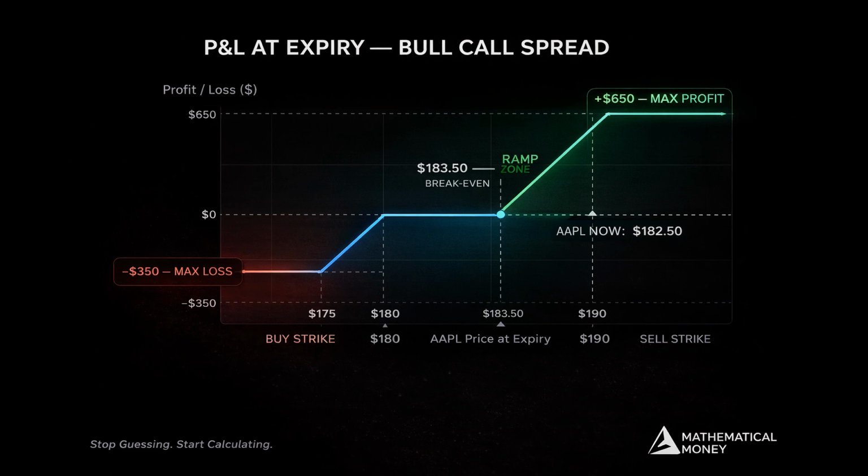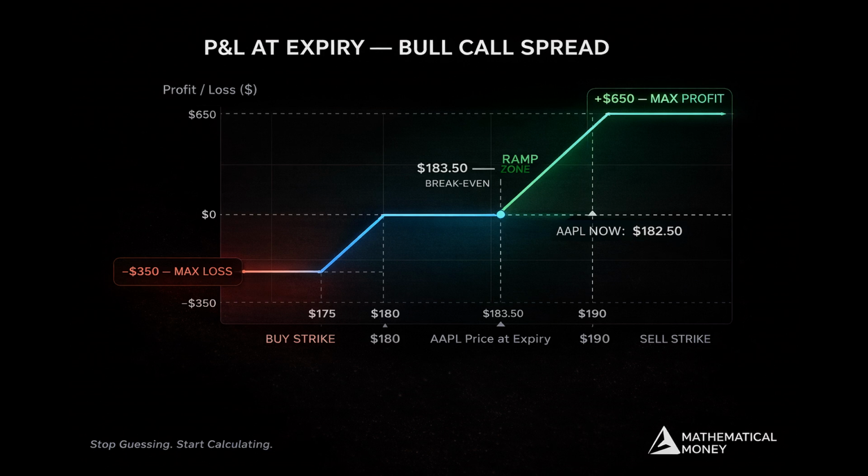Above 180, the spread begins gaining value linearly. Every dollar Apple rises adds $1 per share of value to the spread. At 183.50, you cross zero, break even. Above 183.50, the trade is profitable. As Apple approaches 190, profit ramps toward the maximum. At 190 and above, the spread reaches its full $10 width and your profit is locked at $650.